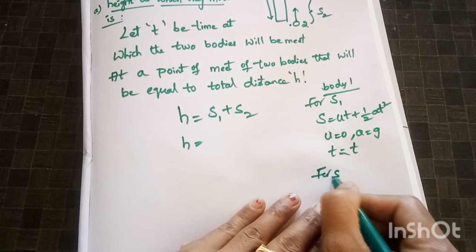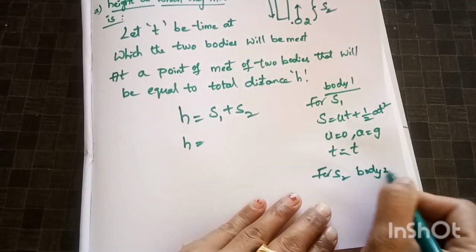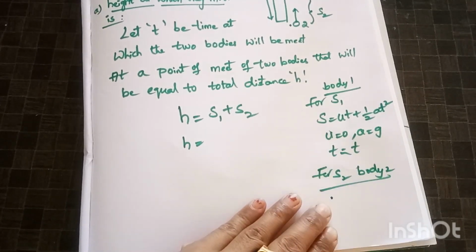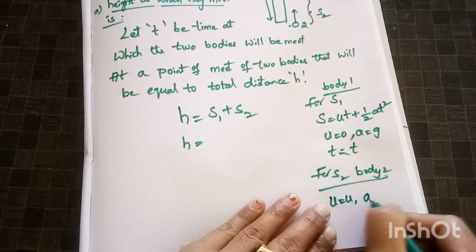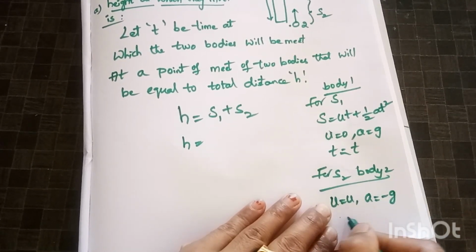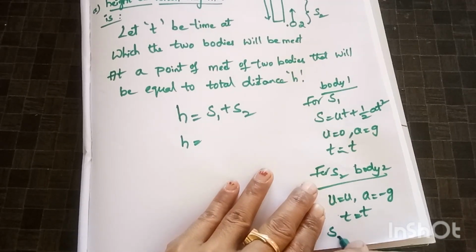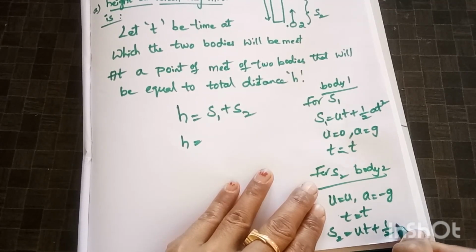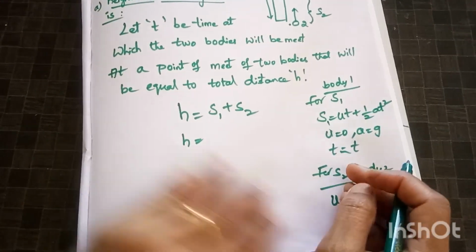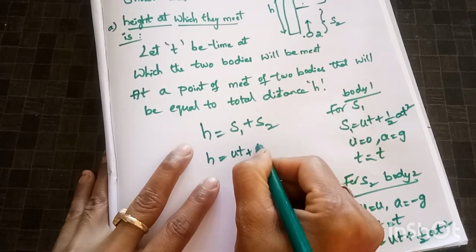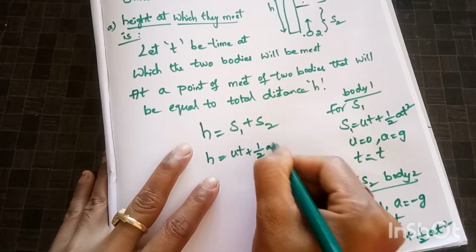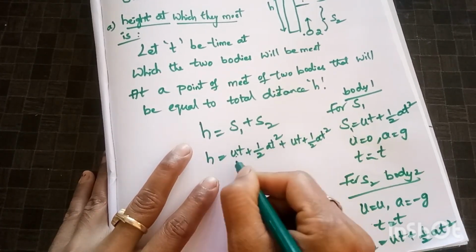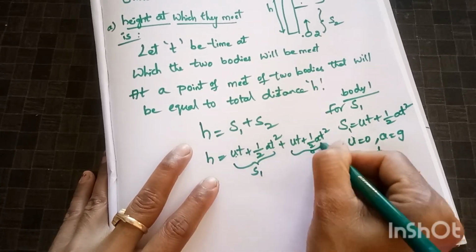And for s2, body 2 is projected vertically upward, which means u equals u, a equals minus g, and t equals t itself. That is, s2 equals ut plus half at square. Substitute these values here: ut plus half at square for s1 plus ut plus half at square. This is for s1 and this is for s2.